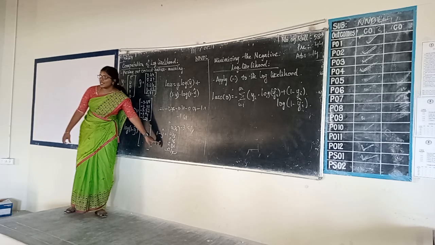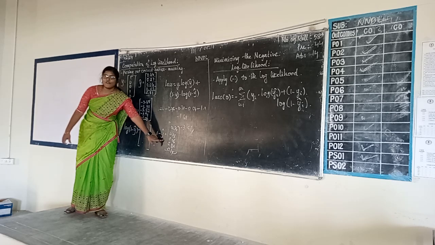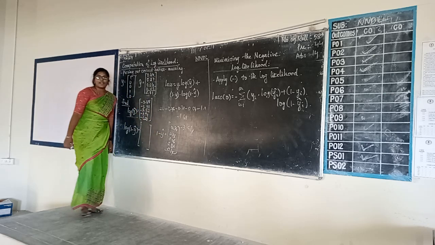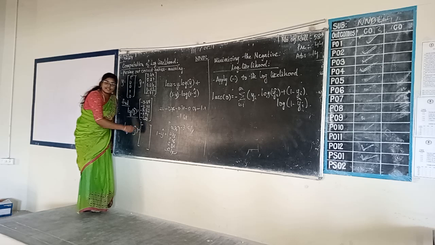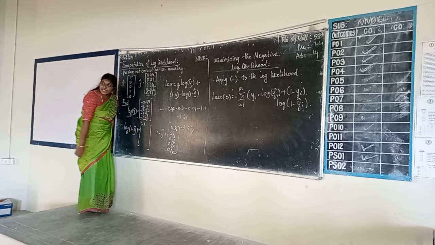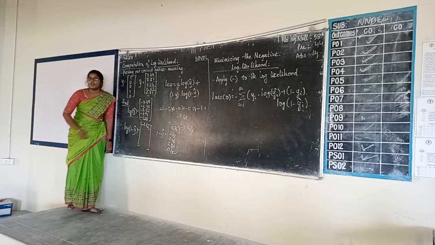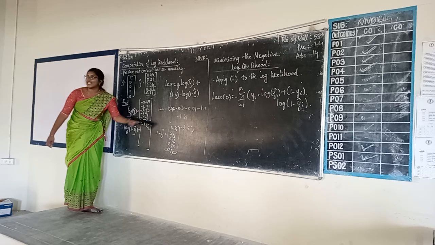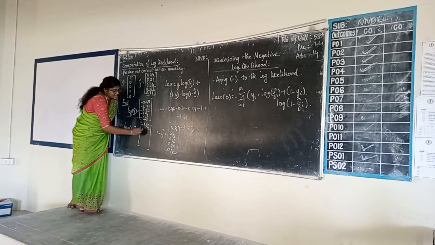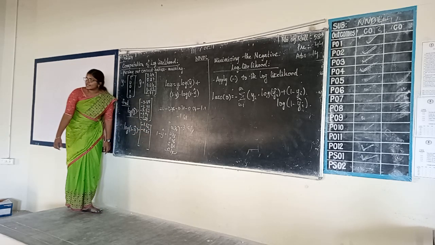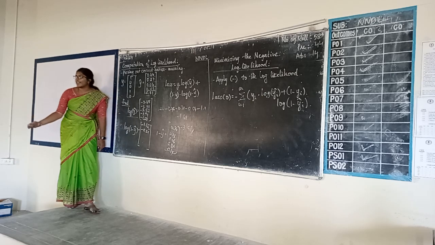Then what is the procedure? Take ln of 0.36, which is minus 1.02. Next ln of 0.73 is minus 0.31. Next ln of 0.96 is minus 0.04.